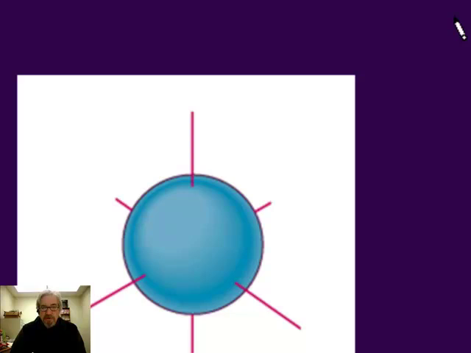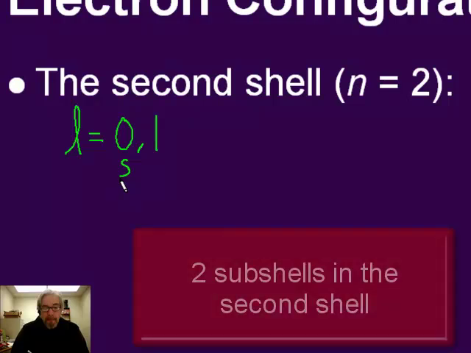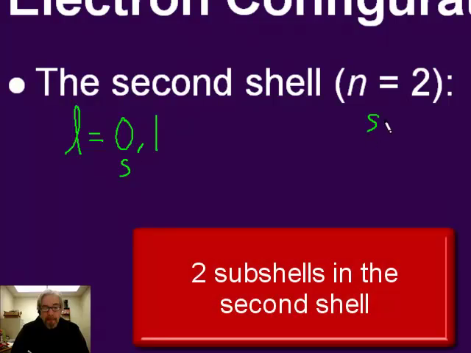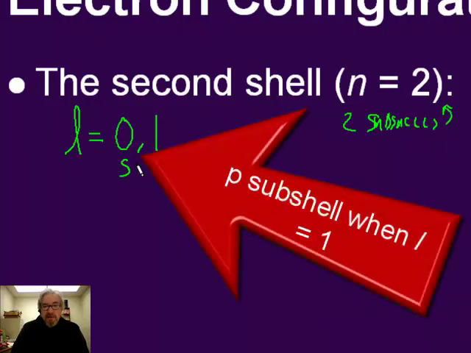Let's take a look at the second shell when n equals 2. If n equals 2, then L has the possibility of being 0 or 1, because 1 is 2 minus 1. Well, the 0 subshell is an S subshell. There's a second subshell, however, so that means 2 subshells exist when n equals 2. The L equals 1 subshell is named a P subshell. That's the letter code.